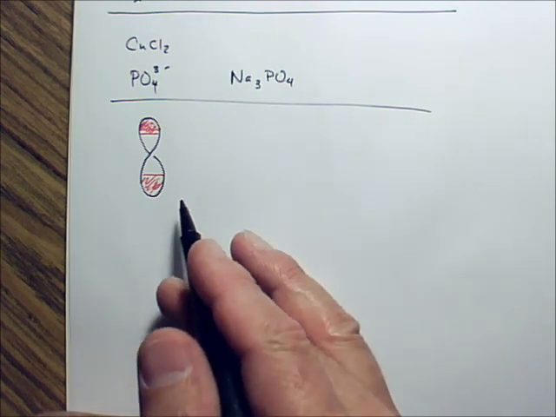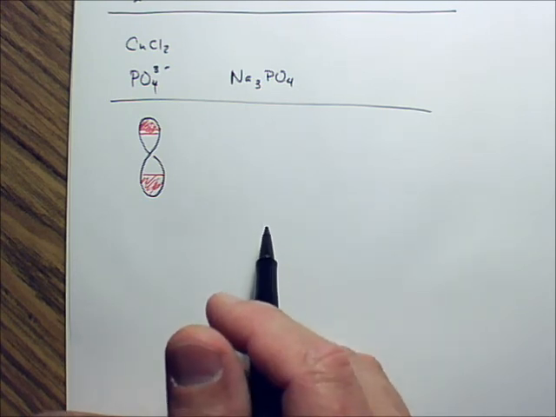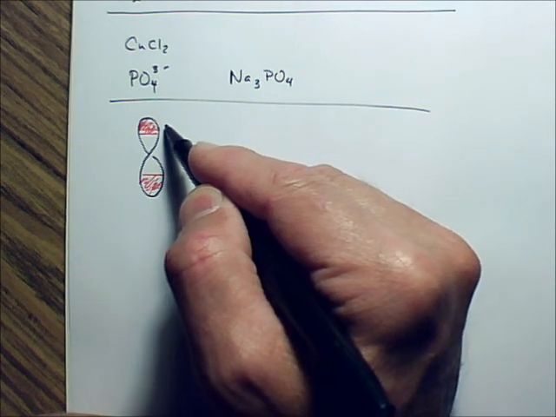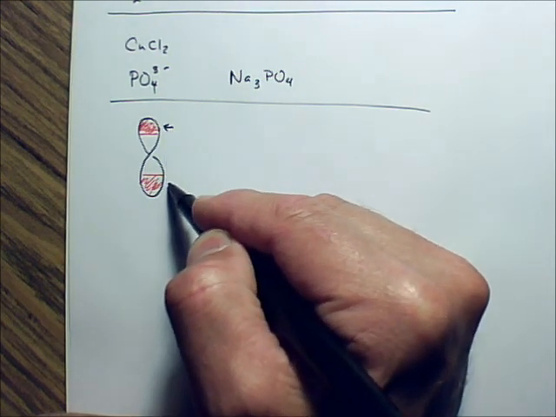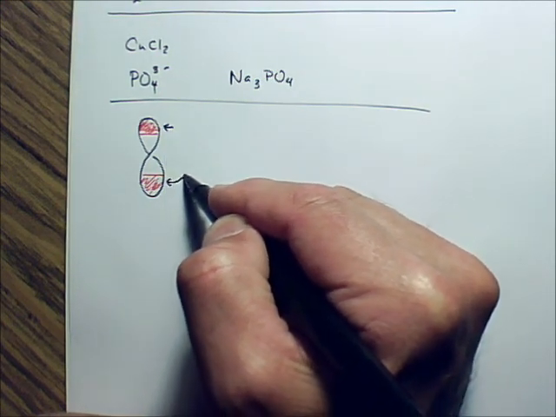This is the shape of a p orbital. And the orbital is only really the top part of it. Yeah, the p orbital is made of both this and this together.